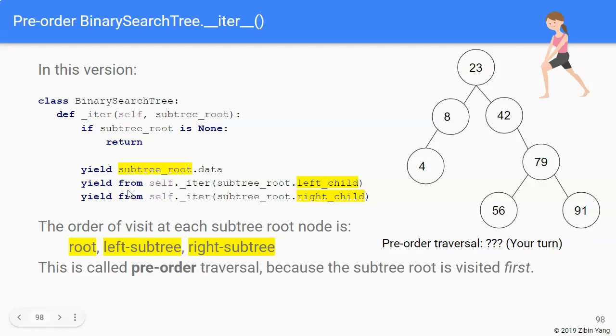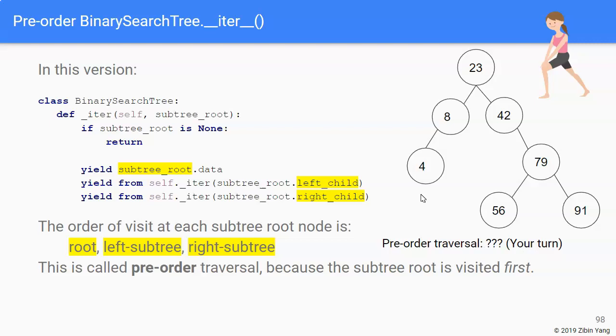Another order that we can follow is what's called the pre-order traversal, and that can be achieved by moving this line that yields the subtree root's data before the yielding of the data of both the left and right subtree. It's pre-order because the subtree root is the first one to be visited. So now I'm going to ask you to pause the video and try to work out for this tree which number is visited first and which one's next, and so on until the last number.